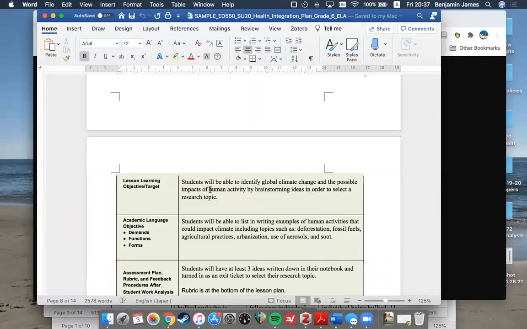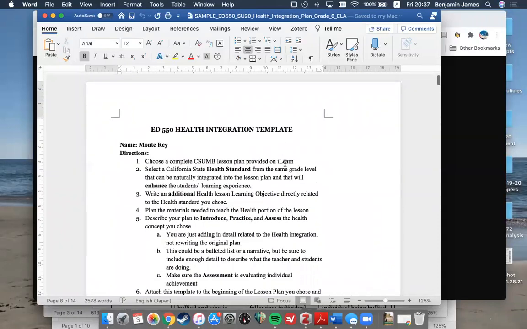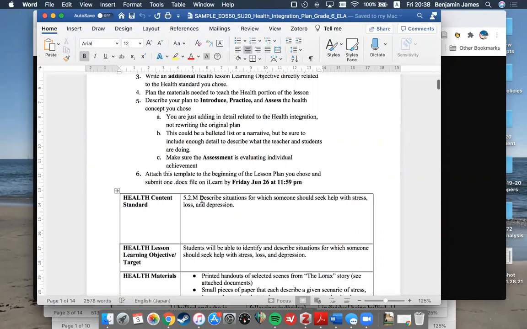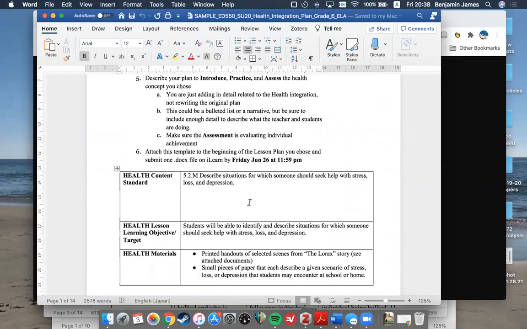So in this lesson, you look at the story of the Lorax and as a kind of segue into talking about global climate change. In the health integration plan, this is so creative, I really like this lesson a lot. The standard this teacher chose was describe situations for which someone should seek help with stress, loss, and depression. So essentially, the teacher thought about, okay, the story of the Lorax, I know that really well. The Lorax loses his whole forest, so we can use that as a kind of talking point to look at and identify and describe situations when someone should seek help with stress, loss, and depression.